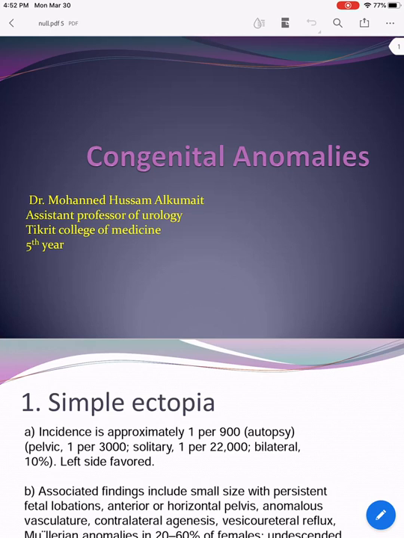My first lecture is about the congenital anomalies of the upper and lower urinary tract. In this lecture I'm going to concentrate on the most important points regarding these anomalies. First, regarding anomalies of position and number.